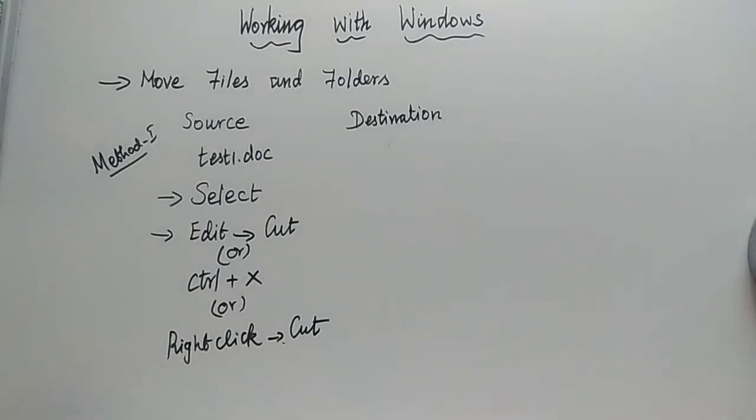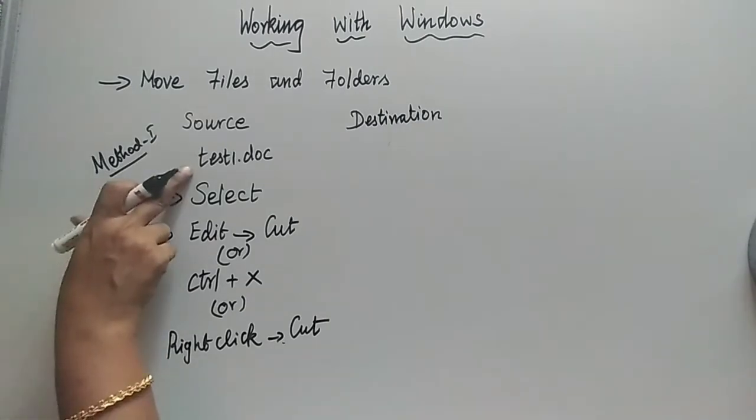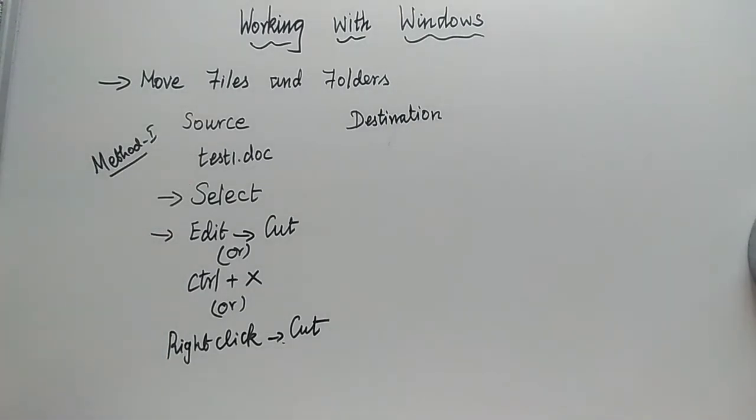You can follow any one of these that is easy for you. By using any one of these, you have selected the file and performed the cut. Now test1.doc will not be seen in the source.